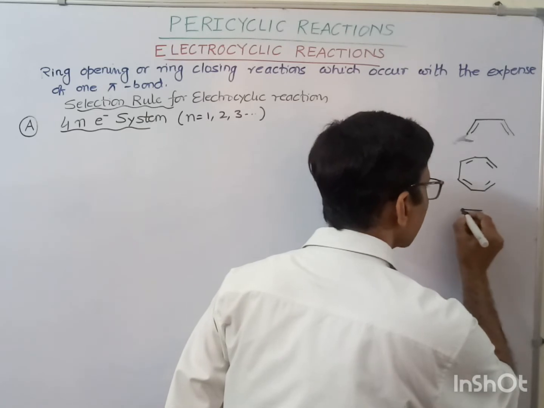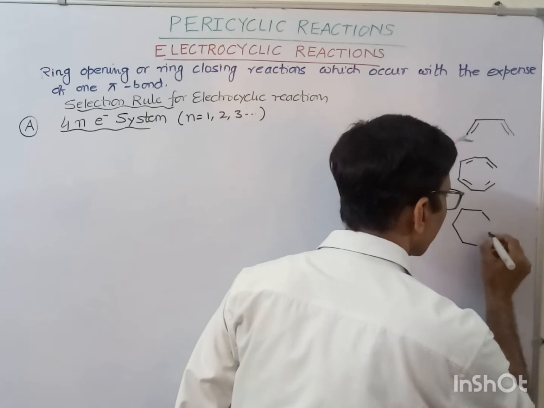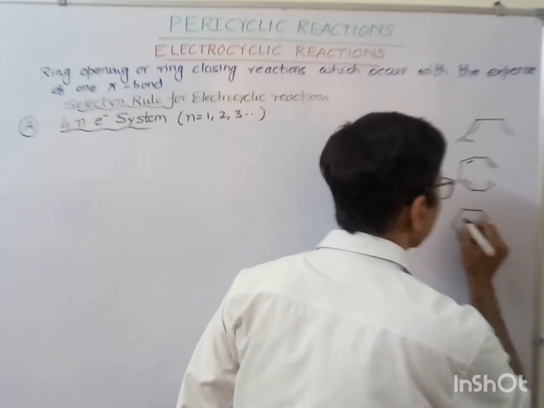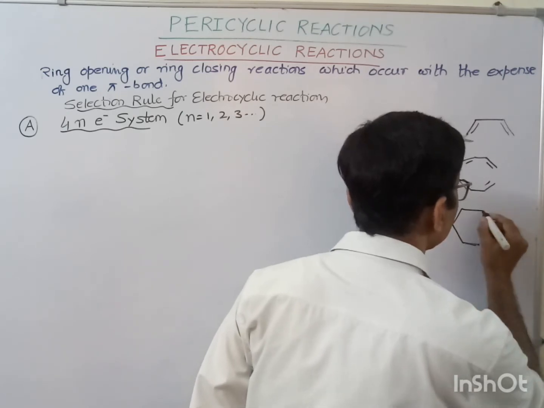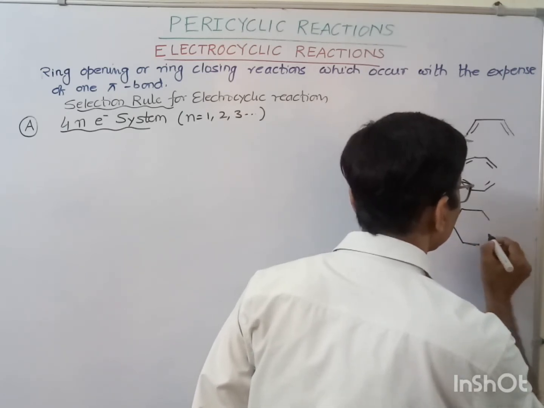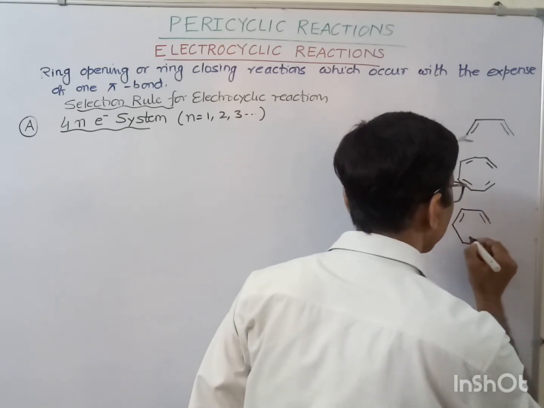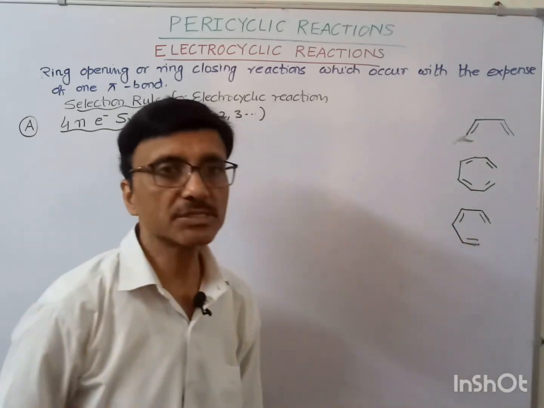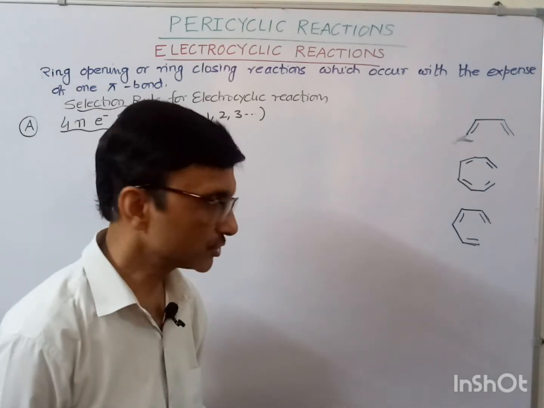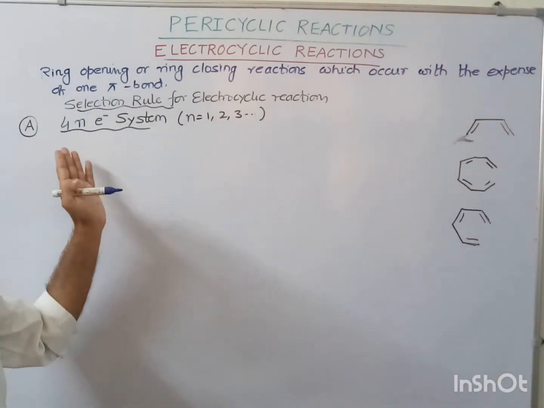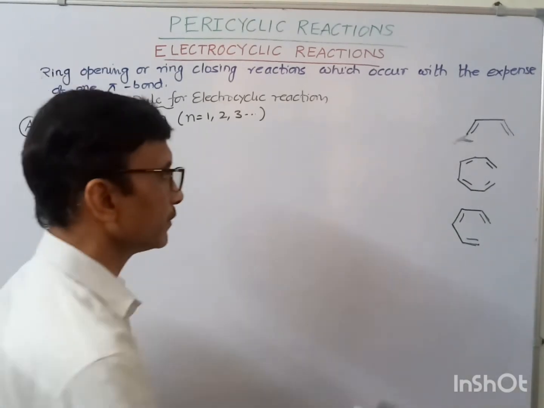Whereas hexatriene is a 4n plus 2 electron system. So we will see two types of systems: one is the 4n electron system, another is the 4n plus 2 electron system.